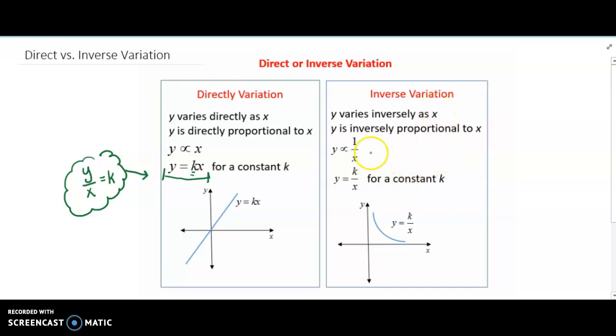Inverse variation, on the other hand, is written as y equals k over x for some constant k. And just like we did for direct variation, we could also write this as xy equals some constant, and we will use that later on as well. So basically, direct variation, as x gets bigger, your y gets bigger as well. There's a direct relationship there. And on inverse variation, as your x increases, your y will decrease.